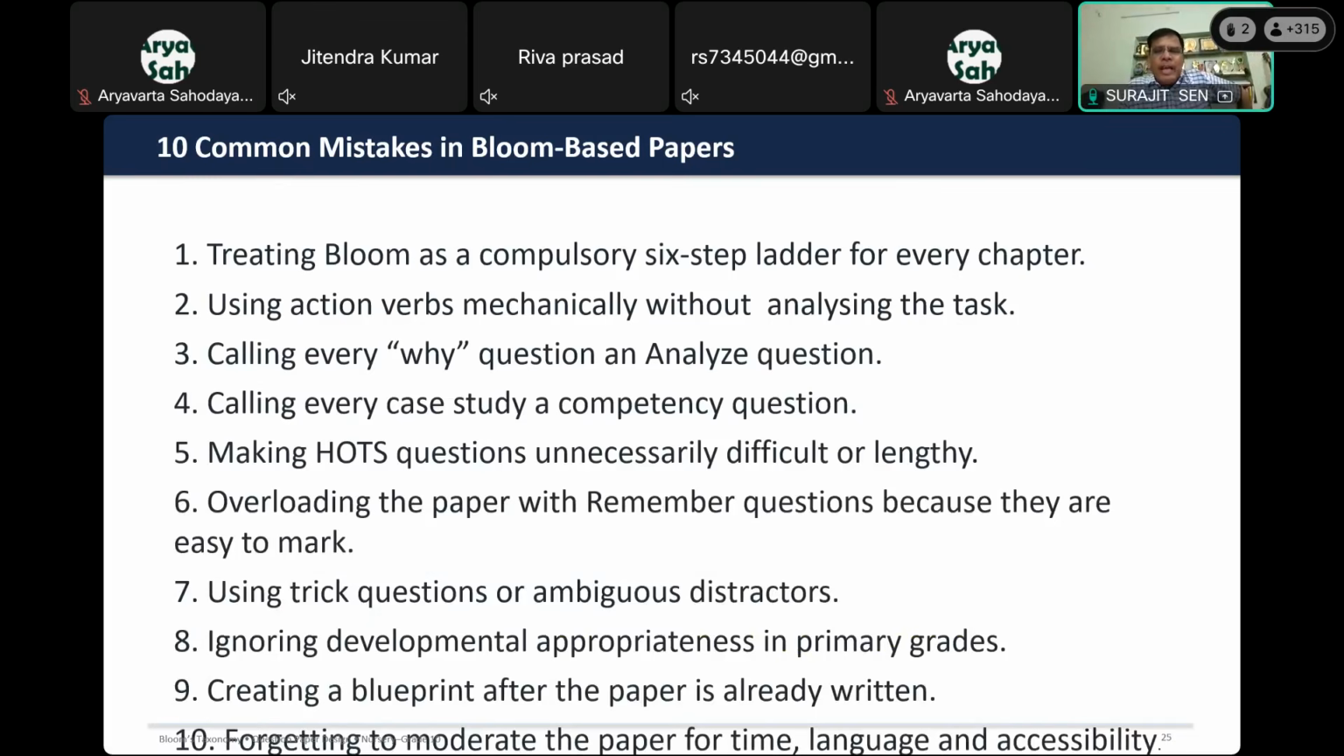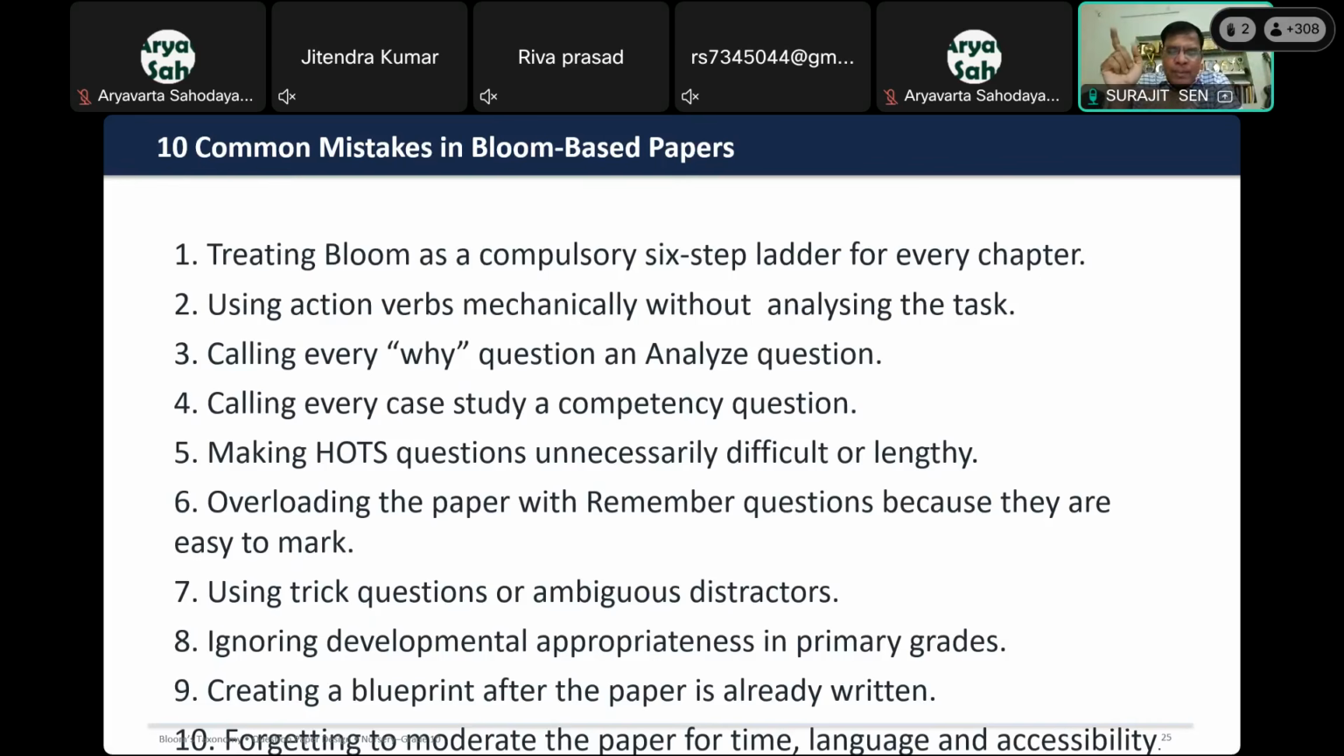Calling every why question an analysis question. No, not every one. Making higher-order questions unnecessarily difficult or lengthy. Please avoid this. Overloading the paper with remember questions; that would not be a balanced question paper. Using trick questions or ambiguous distractors. Don't use unusual distractors. Ignoring developmental appropriateness in primary grades. This also sometimes we ignore.